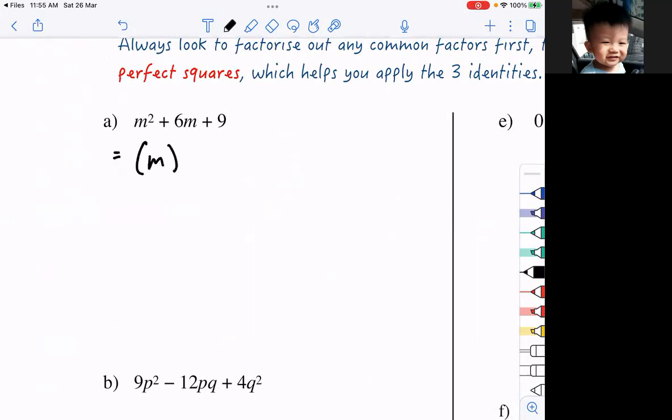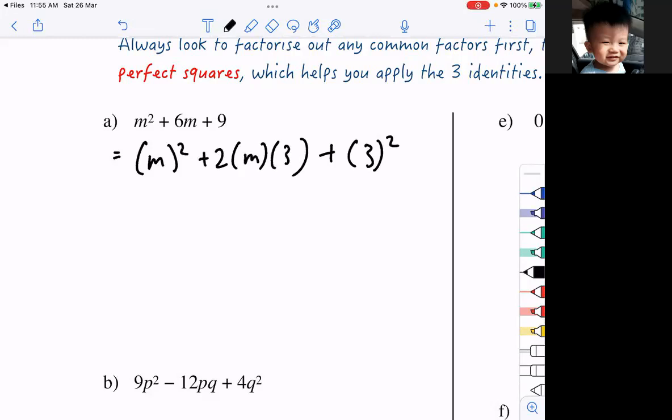m squared is written like that. 9 squared is written like that. You see, I'm breaking down into their first and last terms, respective perfect squares. Are we okay with this conversion? I'm not doing anything, I'm just rewriting it. Now, I'm hopeful that the middle becomes 2ab. Can you see it? I'm hoping lah.